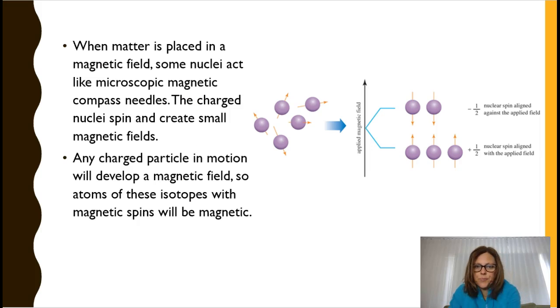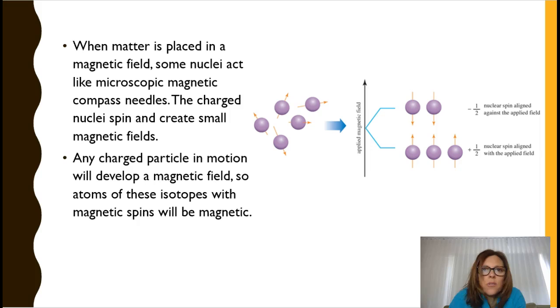So let's look at spin. When we put some matter in a magnetic field, basically the nuclei act like mini bar magnets. If you imagine a compass, when we align a compass, it has a spin, it spins around and it faces towards north.